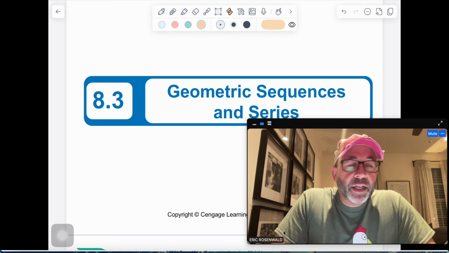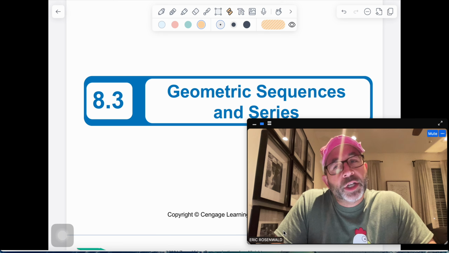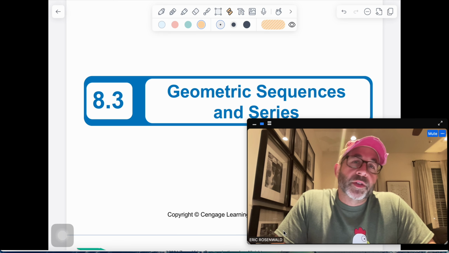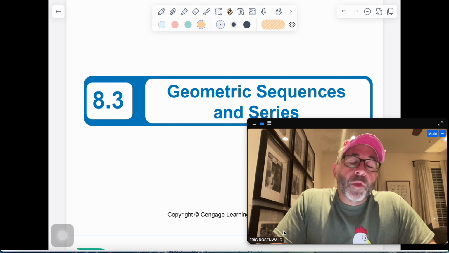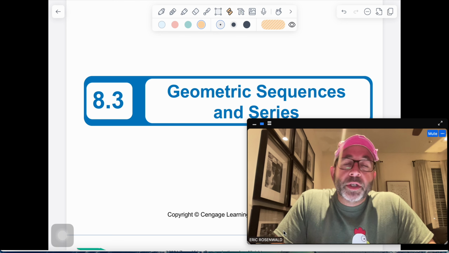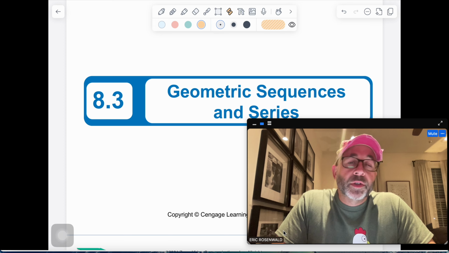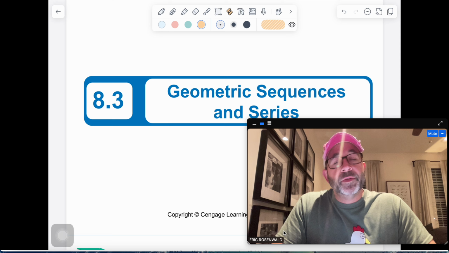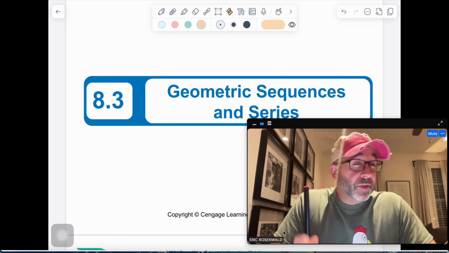Rosenwald here, getting ready to talk about Unit 8, Chapter 8, Section 3, which deals with geometric sequences and series. In the last section, 8.2, we talked about arithmetic sequences and series, and we talked about common differences. Well, in this section, we're going to be talking about geometric, which deals with multiplying and dividing by the same values.